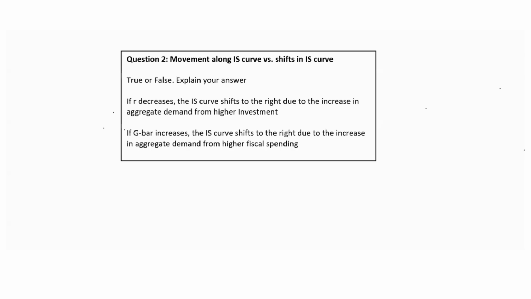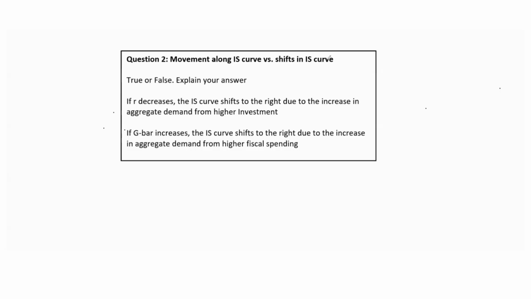We want to distinguish between movement along the IS curve versus shifts in the IS curve. So it's a true and false question where we're told that if R decreases, the IS curve shifts to the right due to the increase in aggregate demand from higher investment. And the second statement is if G bar increases, the IS curve shifts to the right due to an increase in aggregate demand from higher fiscal spending. So you want to distinguish the change in demand which happens due to interest rate versus the change in demand which happens for factors other than the interest rate.